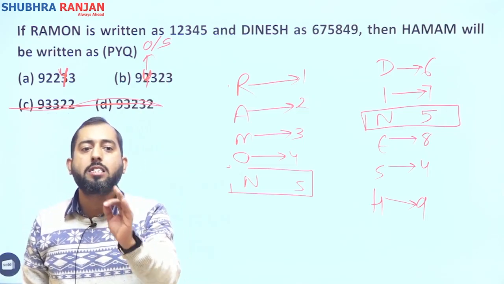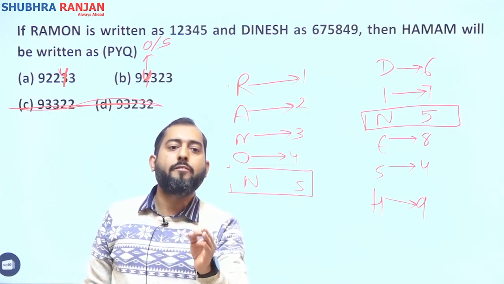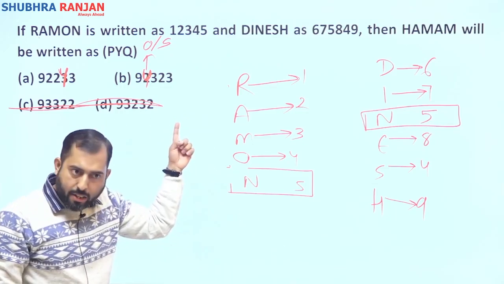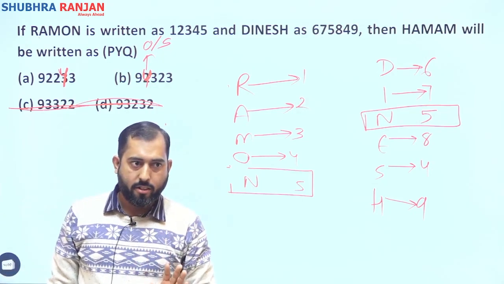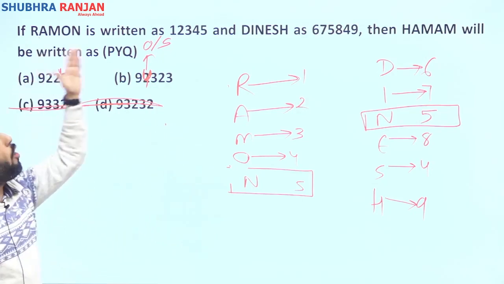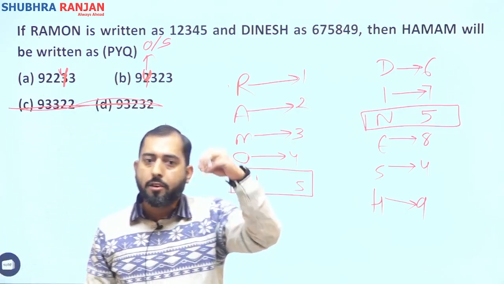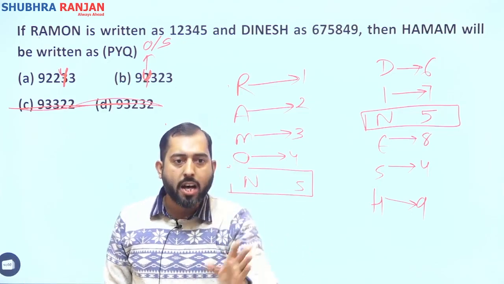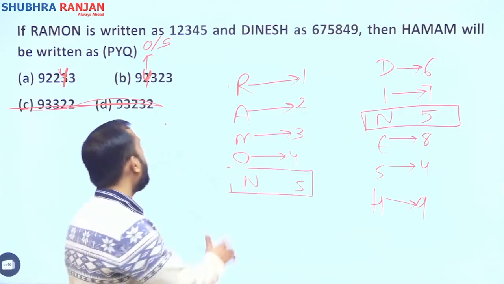In such a case, you cannot answer with 100% surety. In such a case, examiner will give you option like data insufficient, or option like none of these. Yeah, option like either A or B is possible. These options have to be present, otherwise in such a case we cannot answer. Is this clear to everyone? Okay.